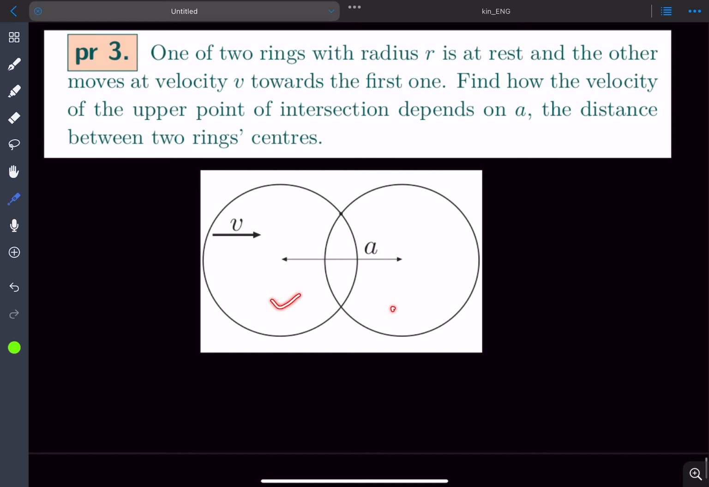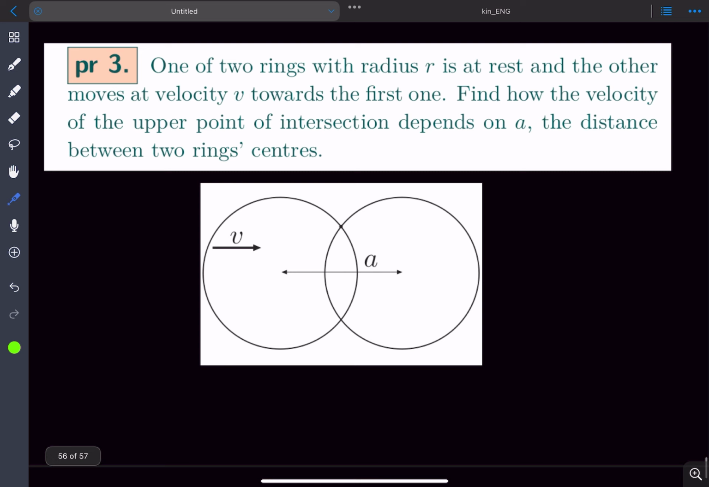So we have two rings whose radius is equal and it is equal to r. And the distance between their centers is a. And the ring on the left is moving towards the right with a velocity v. And the ring on the right is at rest. So we have to find the velocity of this point of intersection. So try this problem out for a few minutes and then come back for the solution.